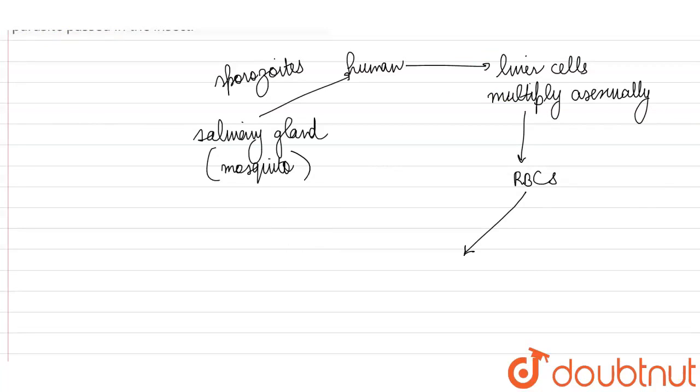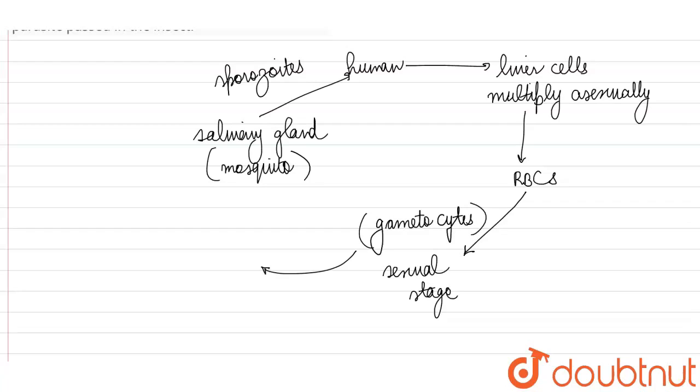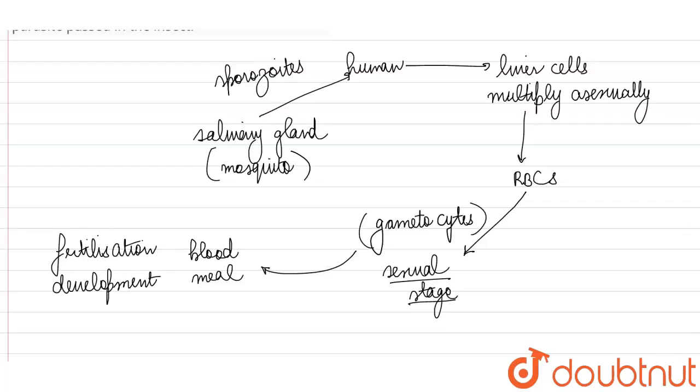infect more RBCs, where the sexual stage of the Plasmodium is going to develop, which is known as the gametocyte, and it is this gametocyte that the mosquito is going to take up during its blood meal and all of the other events of sexual reproduction, the fertilization, then further development, they are going to take place inside the alimentary canal, inside the gut of the mosquito.